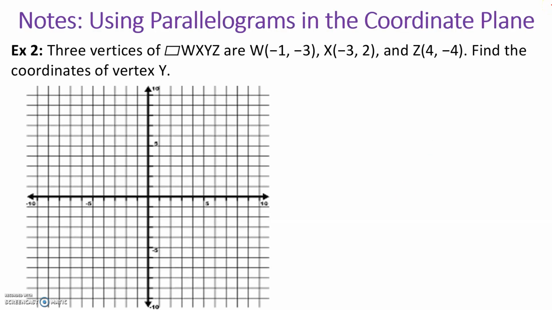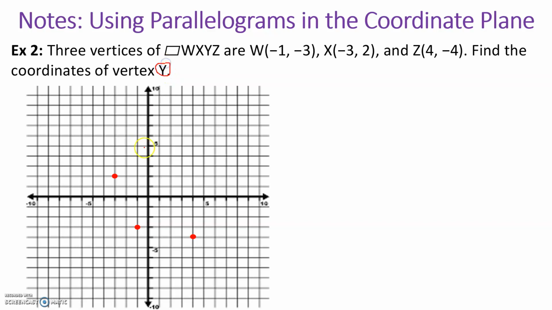Example 2. Three vertices of a parallelogram WXYZ are W(-1, -3), X(-3, 2), and Z(4, -4). Find the coordinates of vertex Y. Let's start by plotting the points we know. W is at left 1, down 3. X is at left 3, up 2. Z is at right 4, down 4. And we don't know Y.